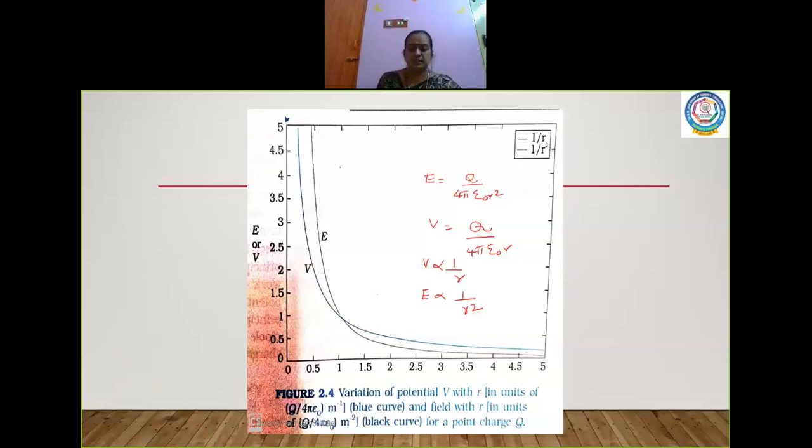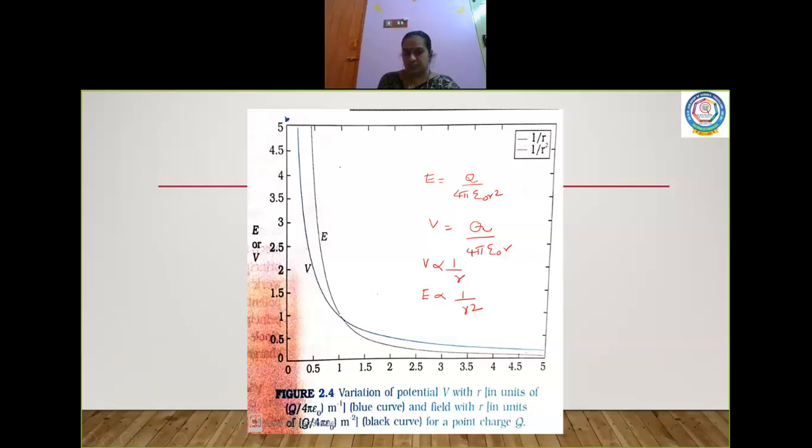Now look at this graph. Now here, this is the curve for variation of potential with R. Now this blue color curve. Here potential is taken along the y-axis and R is taken along the x-axis. Now when I draw a curve, at this point the distance is small, right? But the potential is high.